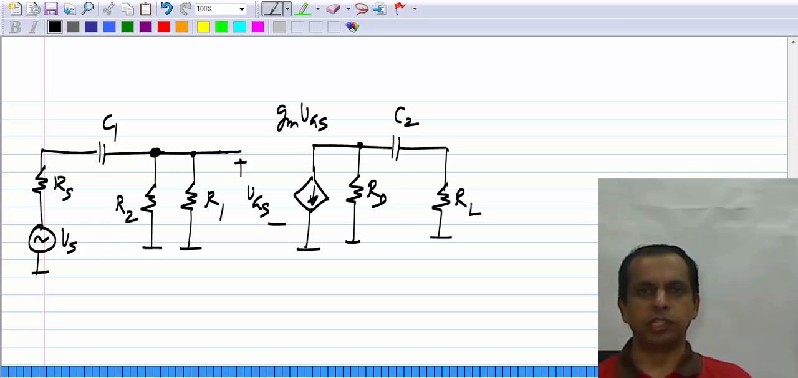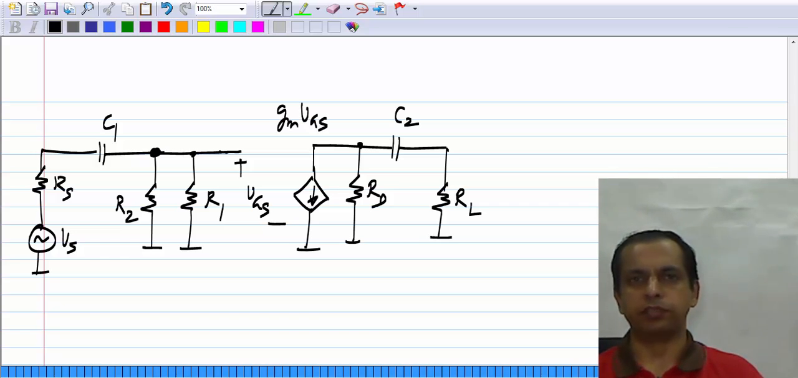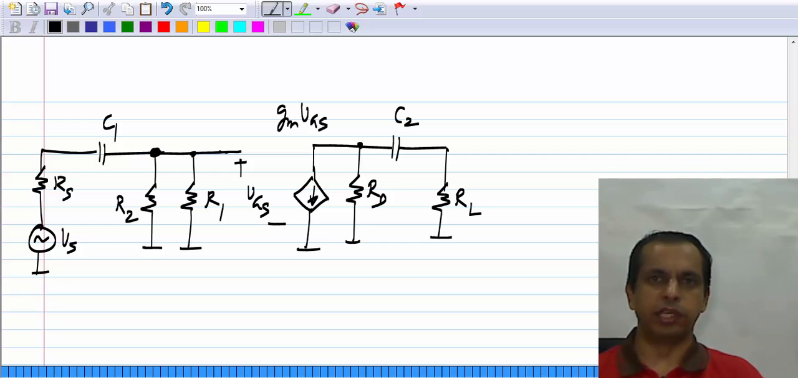This is the small signal equivalent of the common source amplifier. It has these two AC coupling capacitors C1 and C2. Earlier we did all our analysis assuming that C1 and C2 are large. If they are infinitely large, they do behave like short circuits. Now we will see exactly how large they have to be.